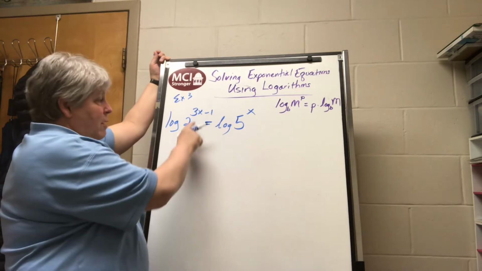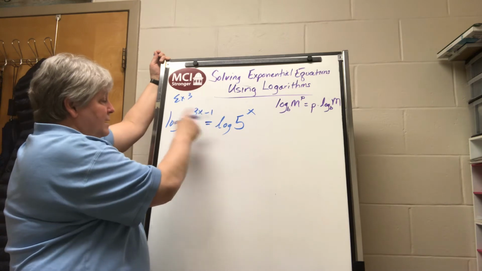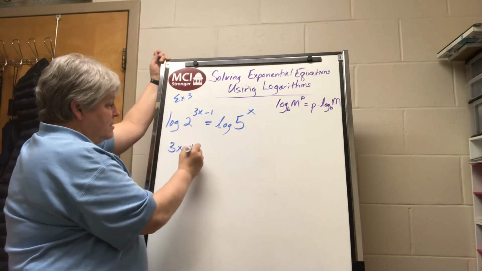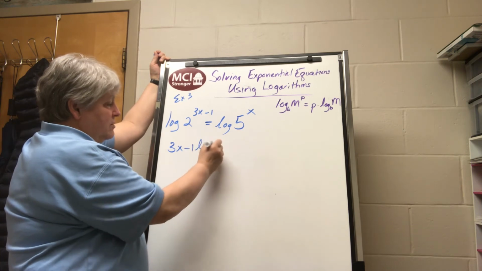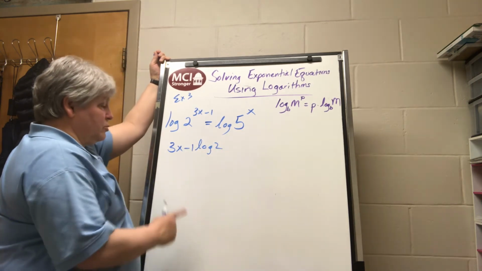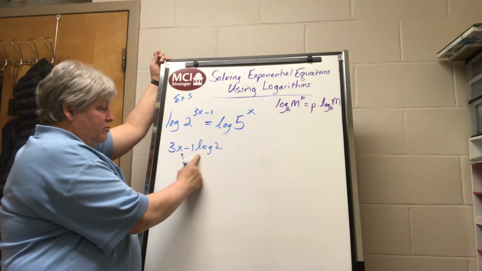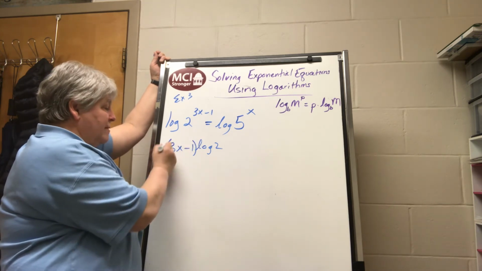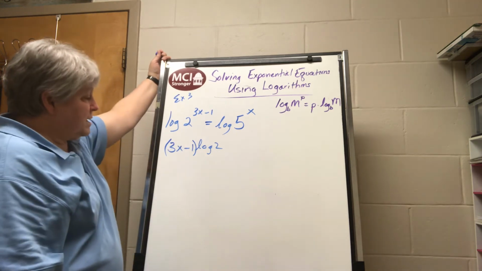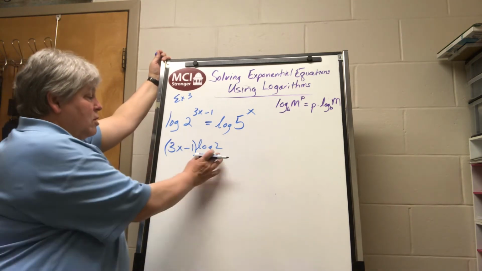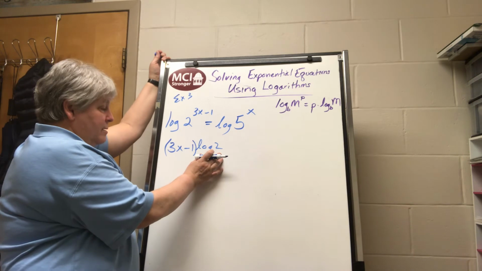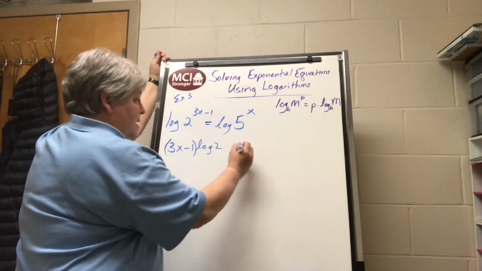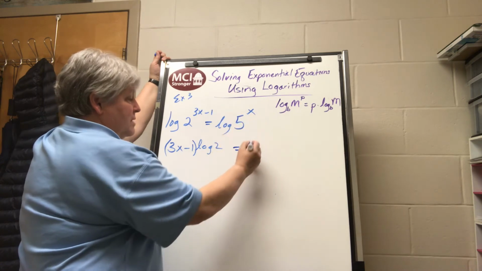Now I'm going to use that property and bring the 3x minus 1 down front. Keep in mind, I cannot write it like this, because the order of operations will do subtraction rather than multiplying both terms by that. So we need parentheses around there to say the log 2 is multiplied by the whole thing. Over here, I took the log of this, the x comes down front.